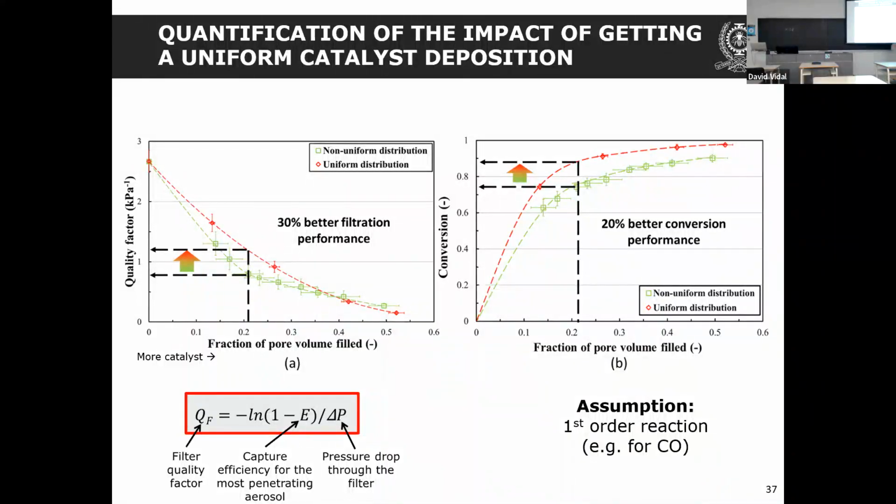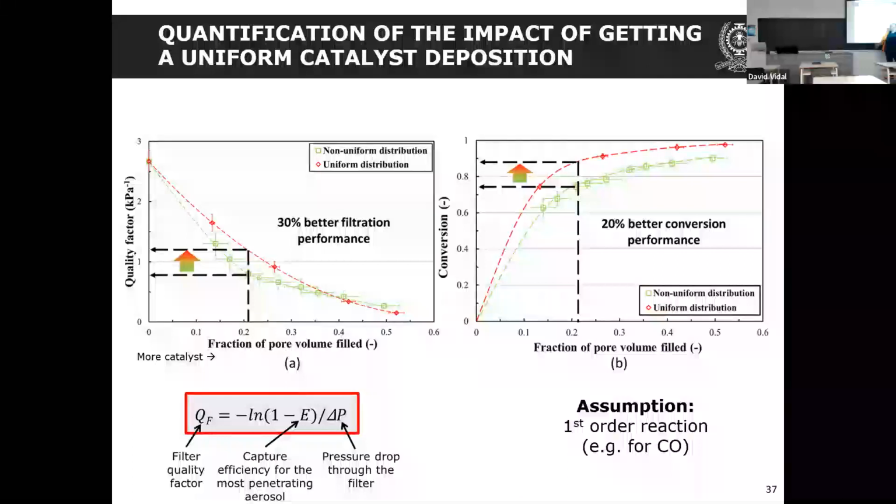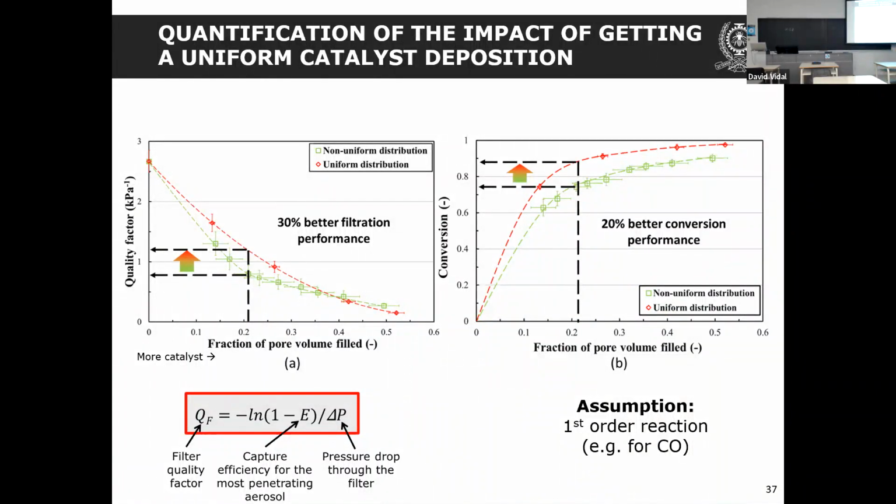I don't remember exactly, but there's about 30% improvement in the filtration performance. On the other hand, here you see the graph for catalytic conversion of a species, which could be, for example, CO. Again, you can determine how much improvement in conversion I get going from a non-uniform profile to the uniform one, and it was about 20%. After that, it is not my decision whether they should invest in the new process. They have the data, and now they need to decide whether it is worthwhile to do it.